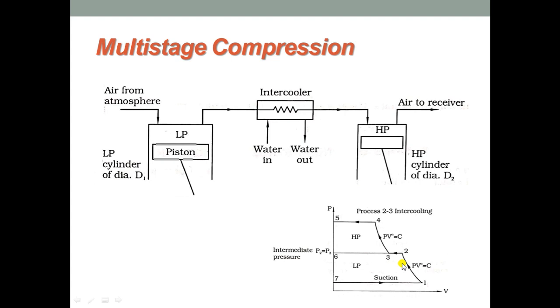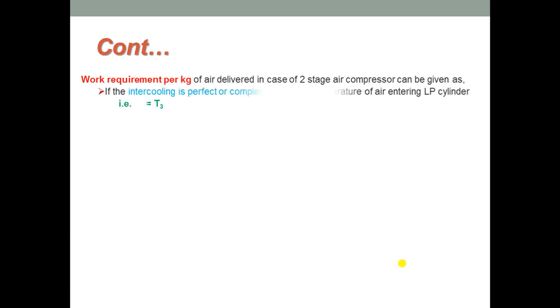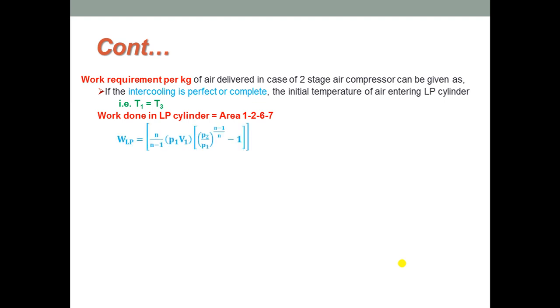Figure shows the schematic of multi-stage compressor, double acting, with intercooler between stages. The total work represented for this is the algebraic sum of work required for low pressure and high pressure stages. The size of HP cylinder is smaller than LP cylinder, as HP cylinder handles high pressure air having smaller specific volumes. So work requirement here will be based on the area of LP cylinder, area 1267, that is given by this expression which we have derived in single stage.